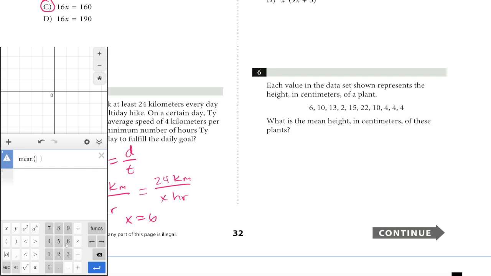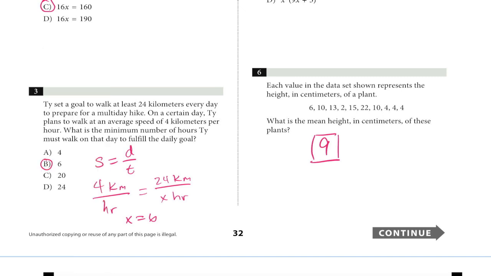So 6, comma 10, comma 13, comma 2, comma 15, comma 22, comma 10, comma 4, comma 4, comma 4, and we get a mean of 9. And this is a write-in question, so we're just going to write down 9. All right.